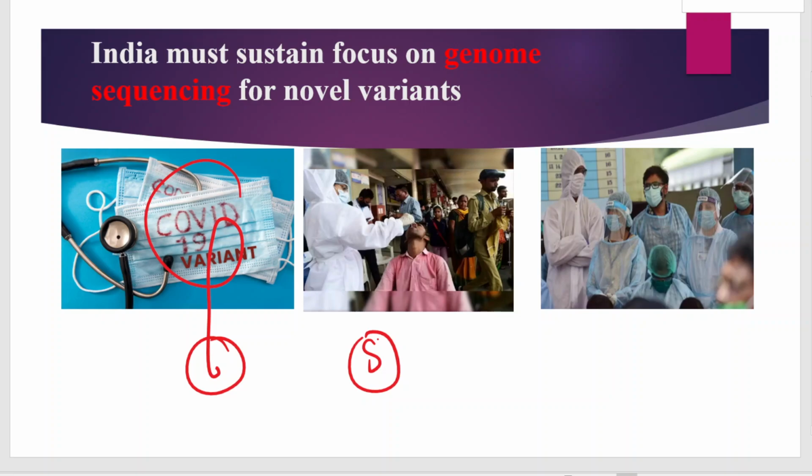health infrastructure, as well as the availability of doctors. But apart from that, what we need to have done is genome sequencing of the new Omicron variant, that is JN.1. So what do you mean by genome sequencing? We all are going to understand with an example.